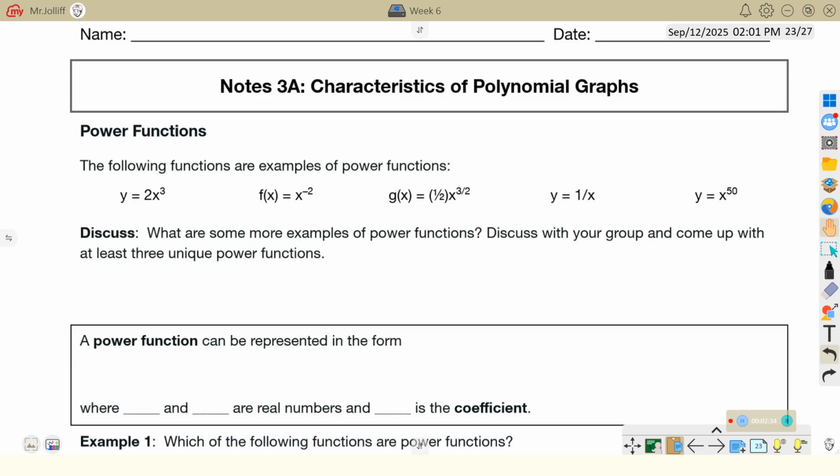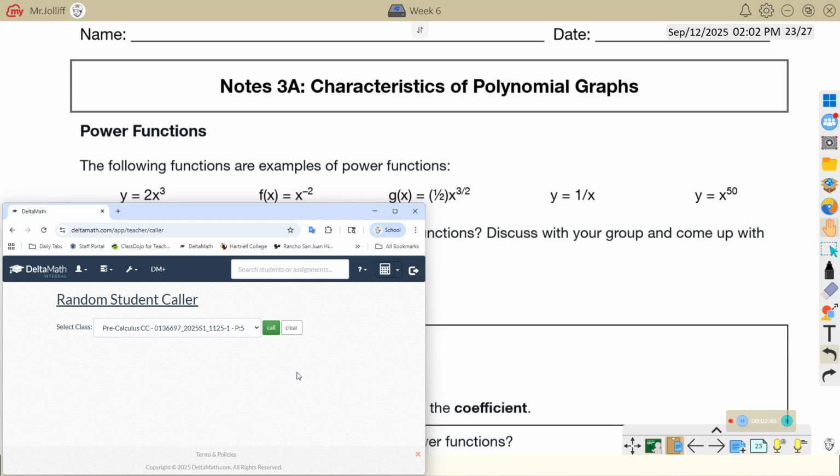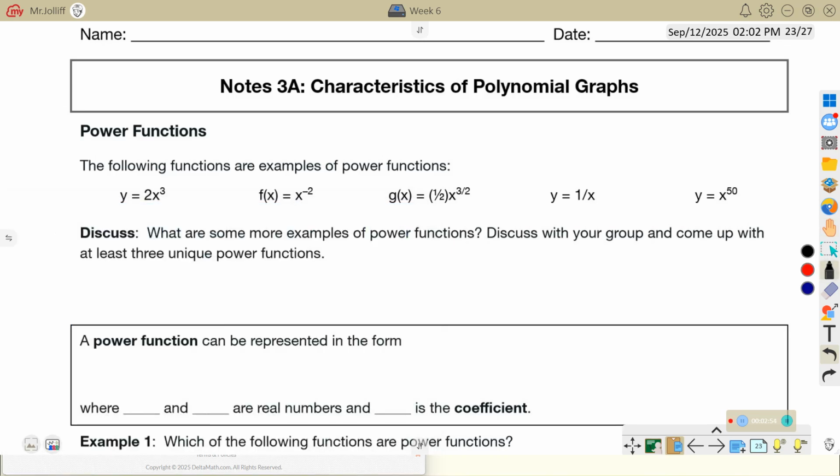All right, so let's see who's going to give us some examples. Where's my little random name generator here? Marissa, can you give us an example of a power function? Is that what you said? Do we agree that that looks like a power function? I see some nodding and some thumbs up. Very good. Let's see, who else can give us an example of a power function?